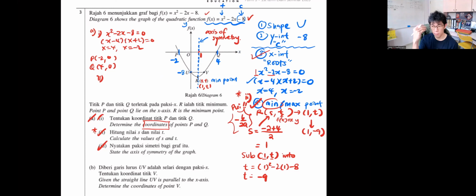Yes, very good. Yeah, x equals. Very good. x equals 1. So that's the axis of symmetry. That's why you have to know the question type. That's one of the quite popular question types. This question itself covers everything. That's why I do it.